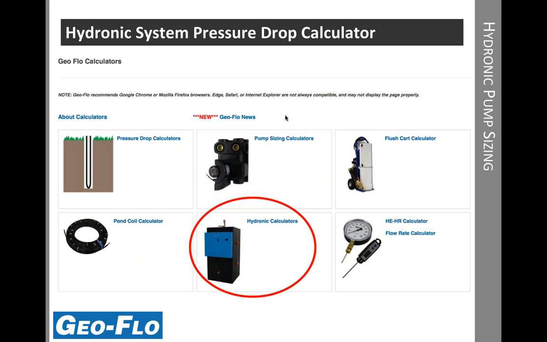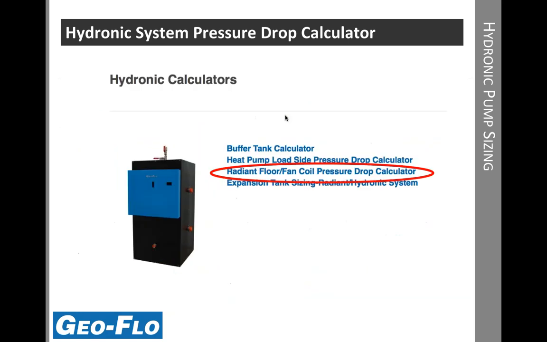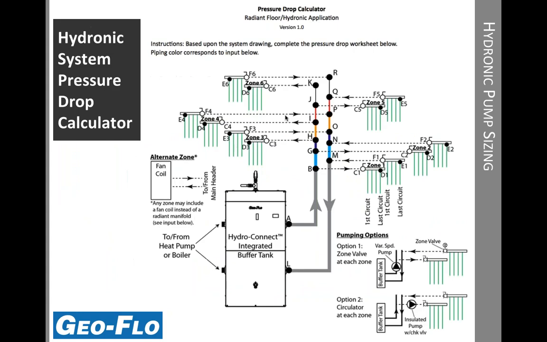Now we go back to the hydronic calculators, and we need to size pumping for the hydronic side of the tank. All right, we're going to pick radiant floor fan coil pressure drop calculator as our next choice. And here's a picture of the top part of that calculator. You can see the buffer tank as well as the connections to the various zones. HydroConnect is capable of up to 6 zones in its current configuration, so this shows all 6 zones. You can use anywhere from 1 to 6. You can also use either radiant zones or fan coils depending upon what the configuration is.